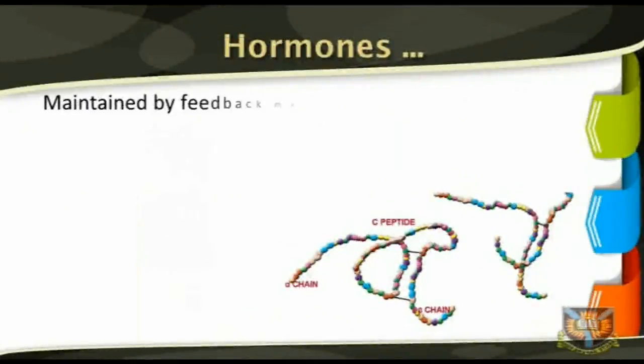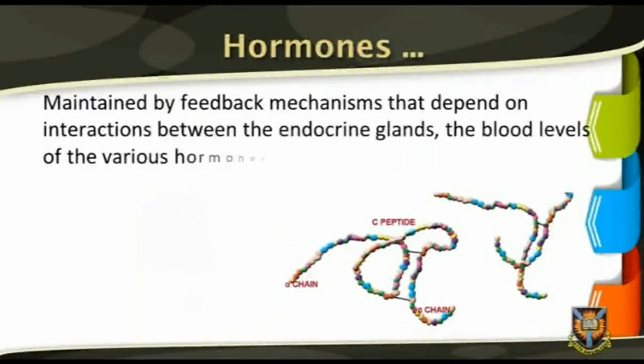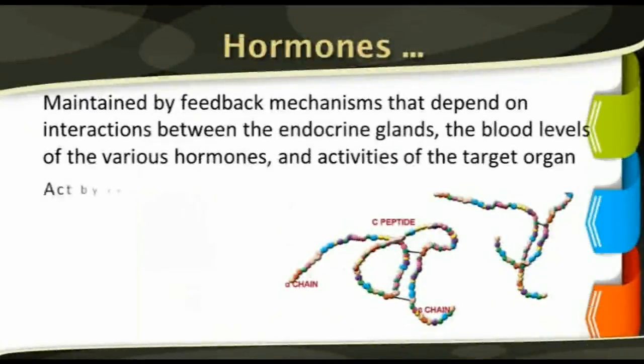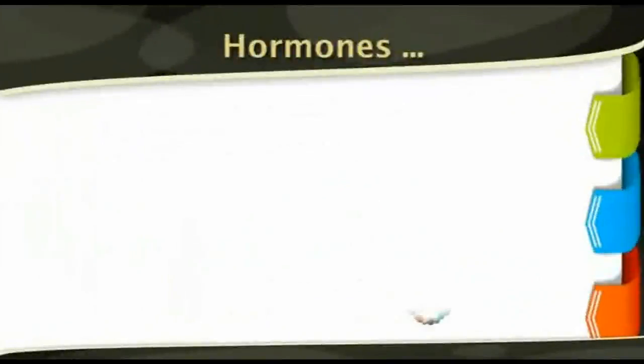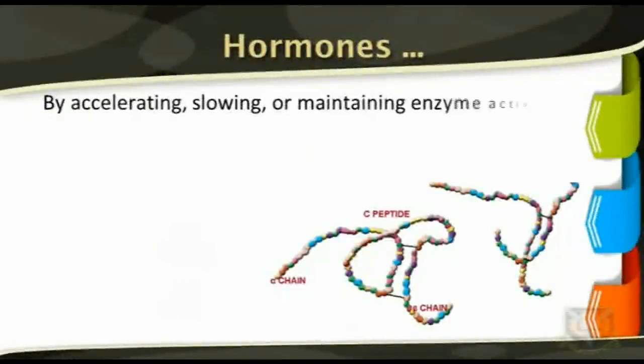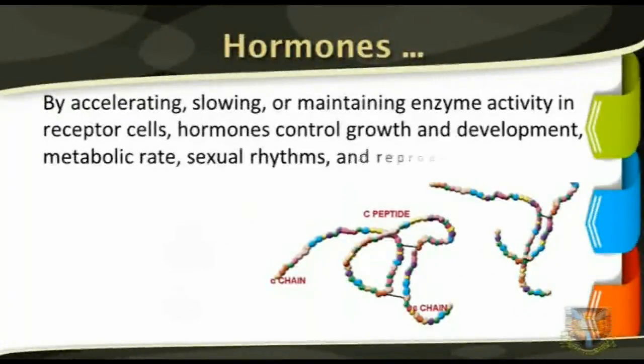The amounts of hormone are maintained by feedback mechanisms that depend on interactions between the endocrine glands, the blood levels of the various hormones, and activities of the target organ. Hormones act by regulating cell metabolism, by accelerating, slowing, or maintaining enzyme activity in receptor cells. Hormones control growth and development, metabolic rates, sexual rhythm, and reproduction.